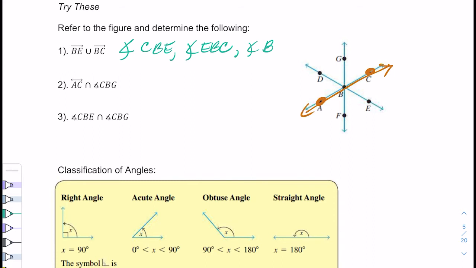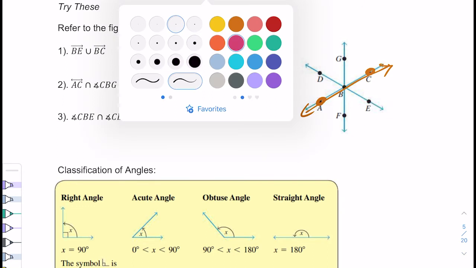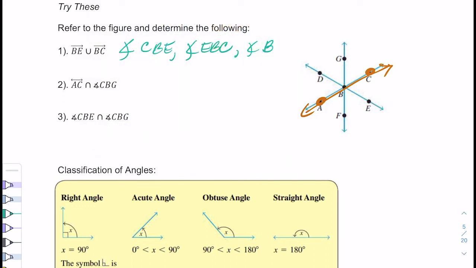Okay, and then I'll change the color. Now you've got angle CBG, right? So here's CBG, so that angle. Look very closely, where do they intersect at? They intersected right here at ray BC.